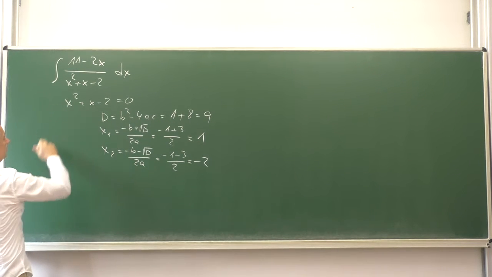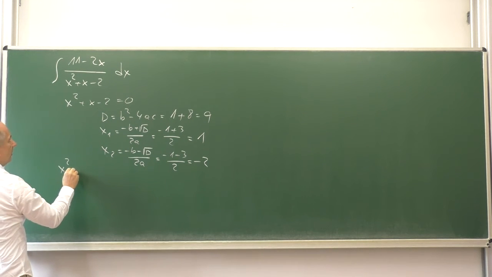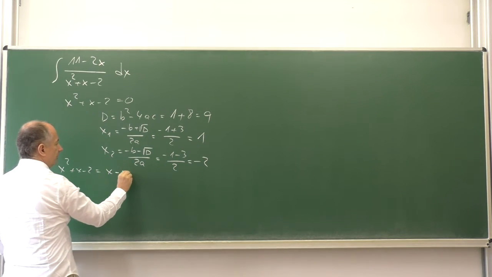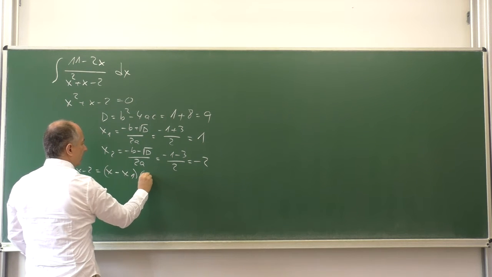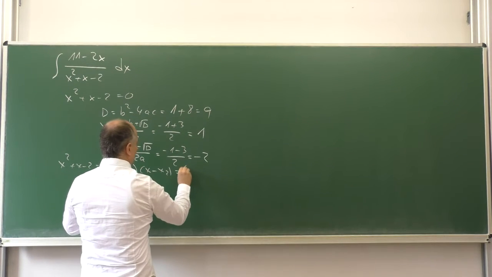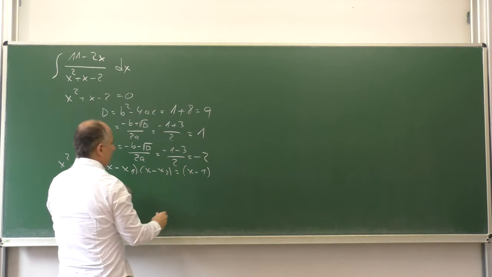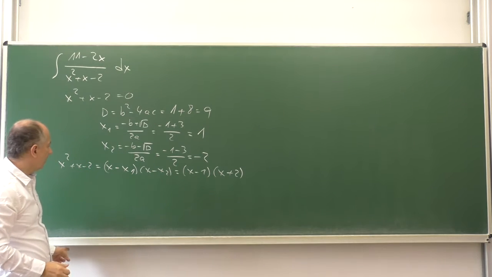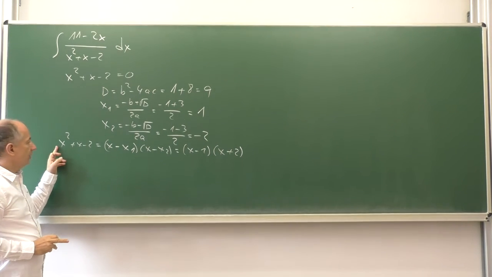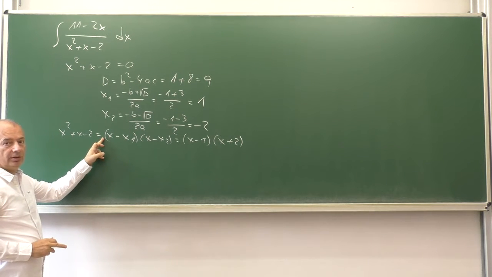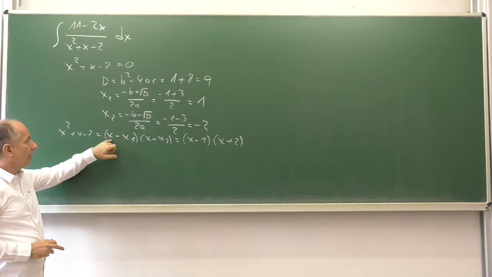So we can write this quadratic polynomial x squared plus x minus 2 as x minus the first root times x minus the second root, which is x minus 1 times x minus minus 2, which is x plus 2. In the case when there is a coefficient different than 1 at the quadratic term, we write the coefficient in front of these brackets if there is just 1x and 1x.